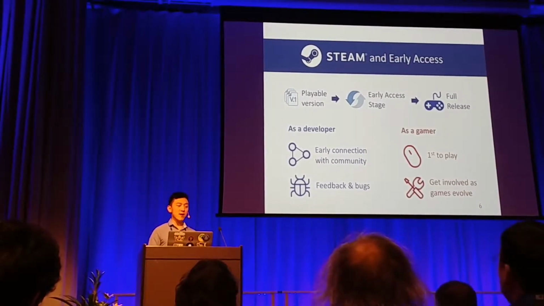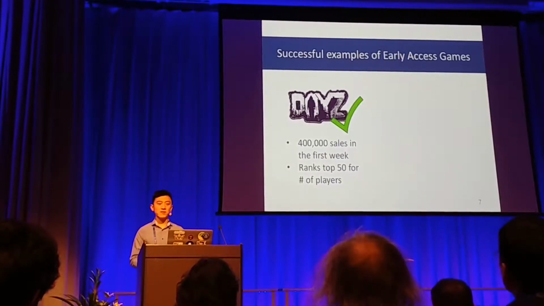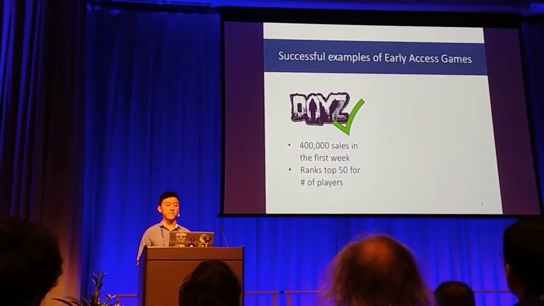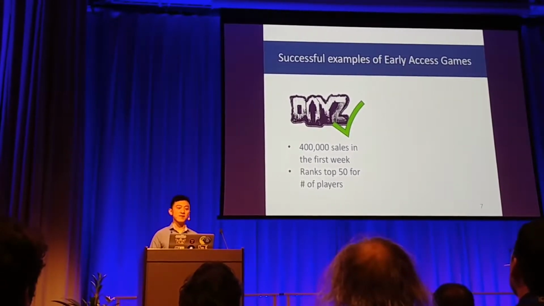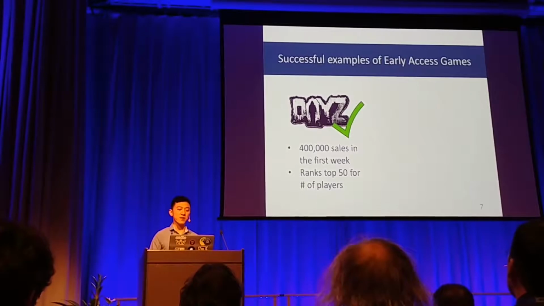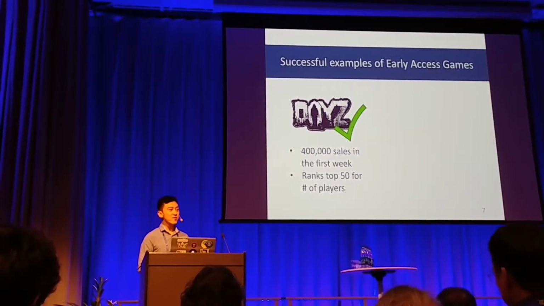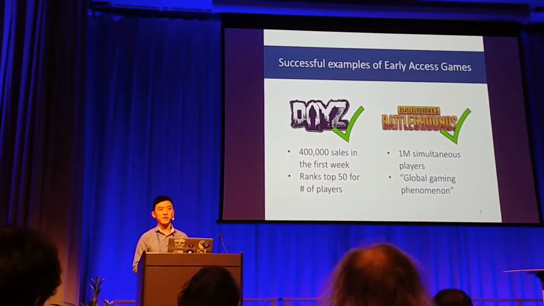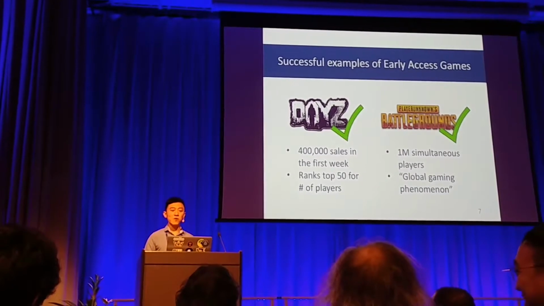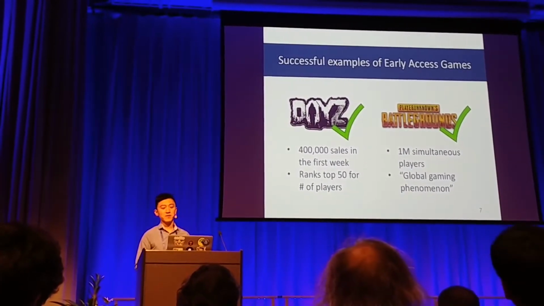The mechanism has become very popular through some very popular titles. For example, the successful title DayZ received 400,000 sales in the first week of release, and it still ranks in the top 50 games for the number of players nowadays. And there's another recent example, PlayerUnknown's Battlegrounds, which I think a lot of you are very familiar with. It had 1 million simultaneous players, and it's called a global gaming phenomenon.